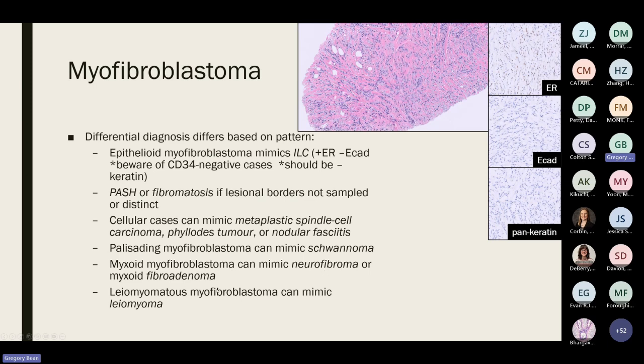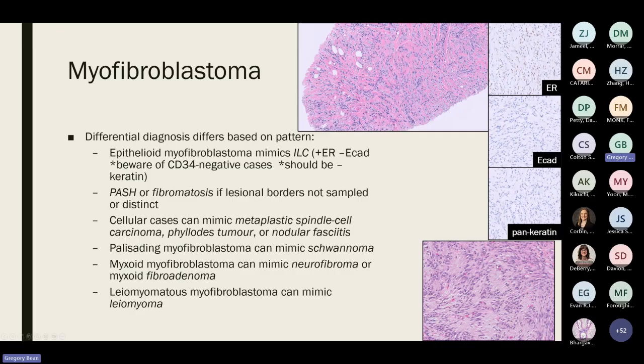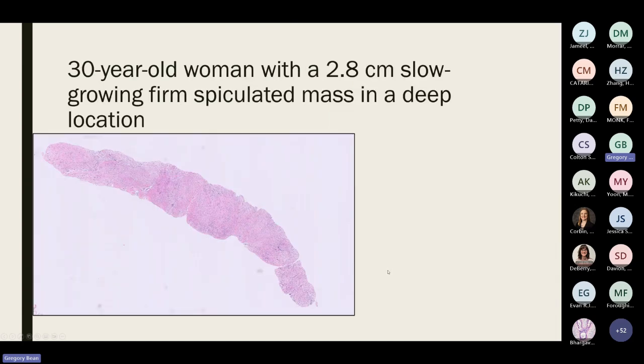And then there's a variant of myofibroblastomas that can mimic leiomyomas that is called leiomyomatous myofibroblastoma. They show smooth muscle differentiation and often can show staining for caldesmon. Here's a case that might make you wonder about schwannoma, with the alternating cellular and hypocellular areas. Here's an example of a myxoid myofibroblastoma that could mimic neurofibroma or other myxoid lesions.